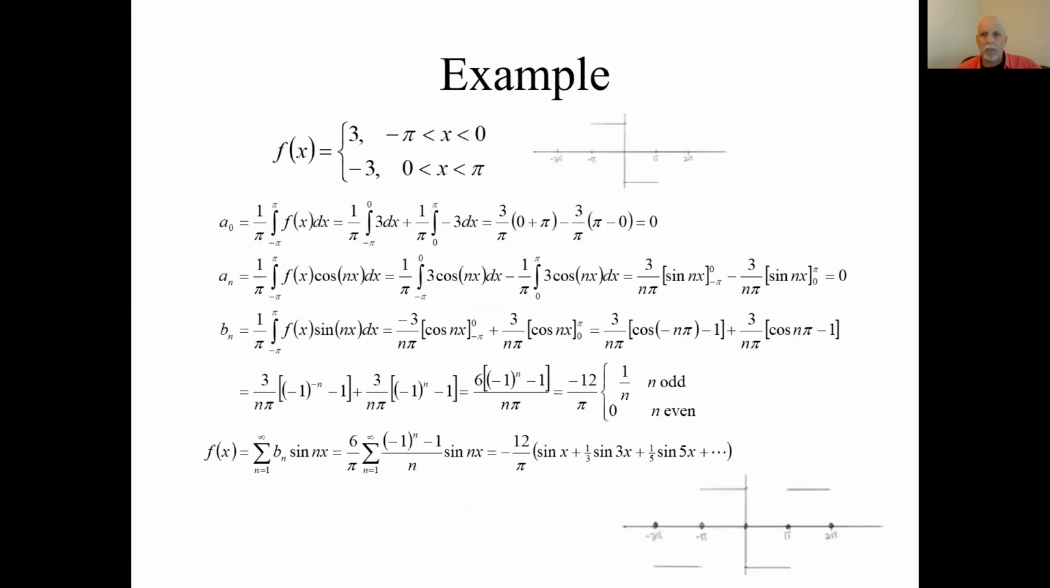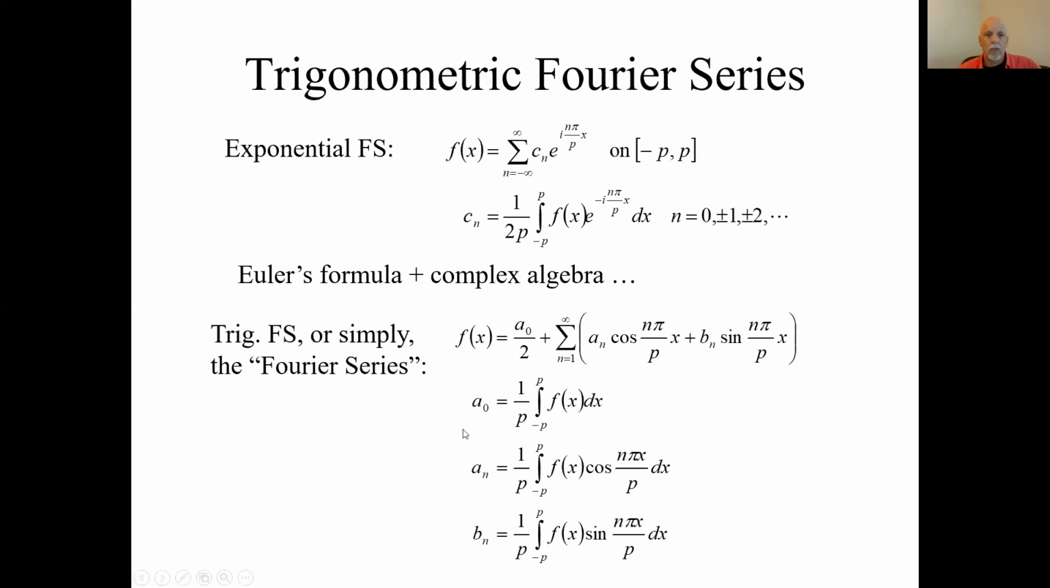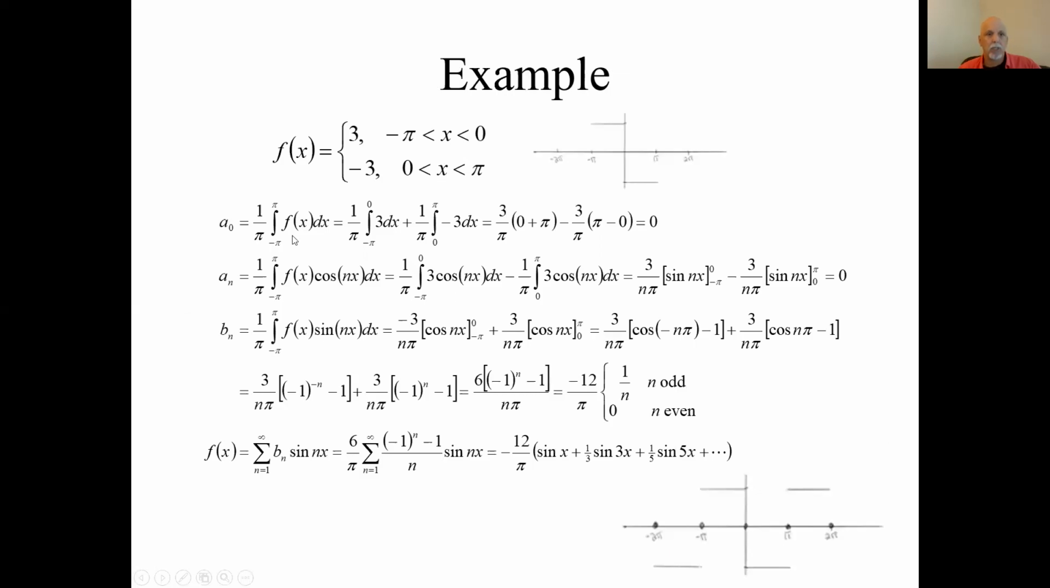Let's do an example. I don't want to get too bogged down in the calculus of this. Let's say here's our function. It's only defined from -pi to pi. In this case, p equals pi, so the period would be 2 pi. Let's see. I have 3 different things to compute, right? I have a0, a sub n, and b sub n. Plug them into the formulas.